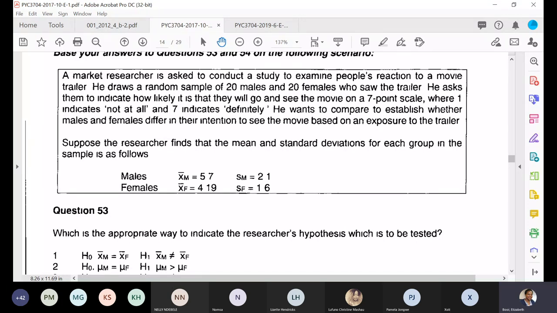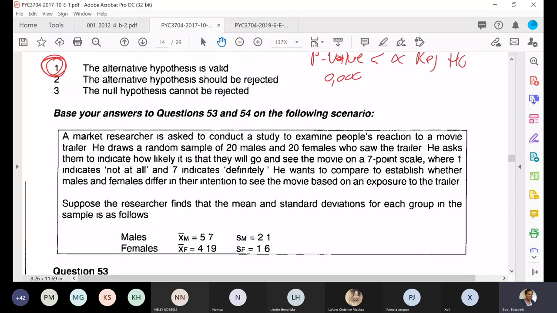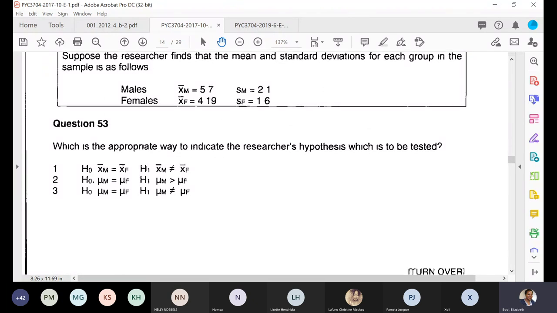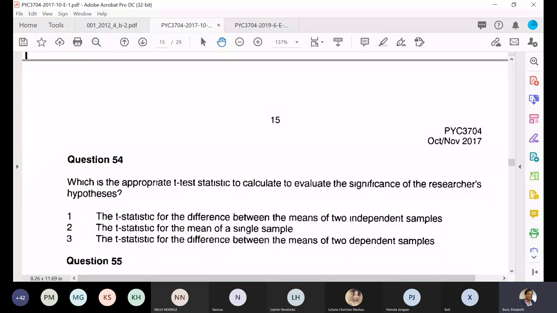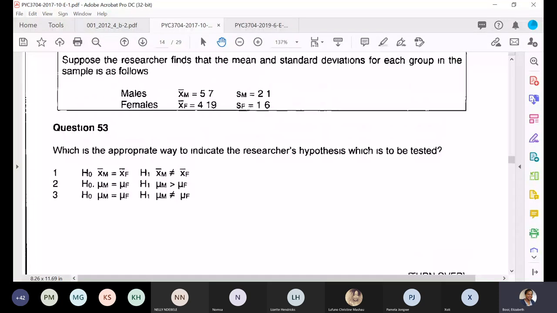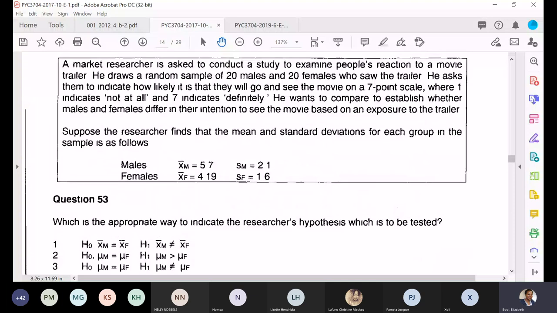Before that, we also need to look at the questions to make sure that we understand fully how to unpack the whole question. So we have 53 and 54. 53 asks for the hypothesis, and 54 is asking what is the appropriate test. So we already did some of this up to 54. So we can go back to 53. Need to go back and read your question, so this is where you can get some of the answers that you are looking for.